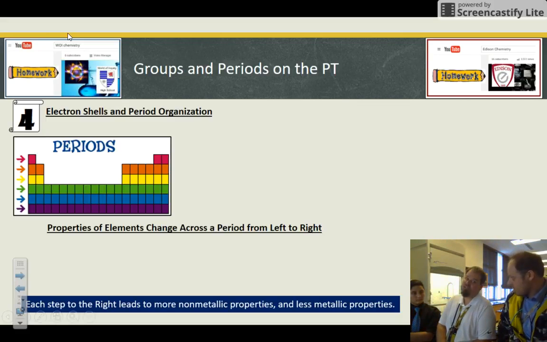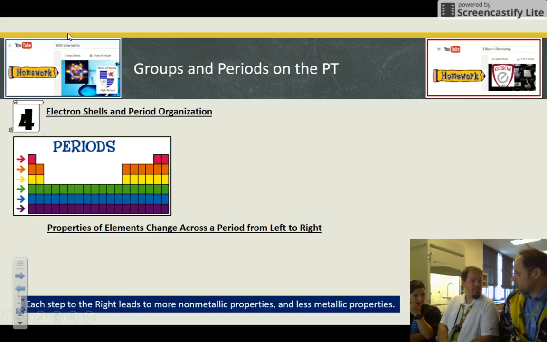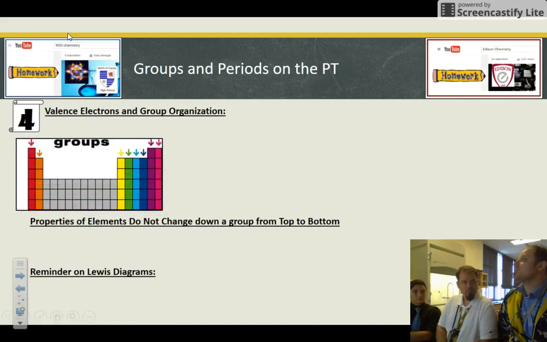That's a simultaneous thing. We need to not be confused about that. It just depends on which way we're talking about, metallic properties or non-metallic properties. It's exactly the way the question's asked, which makes it so challenging sometimes.